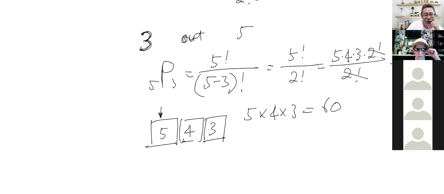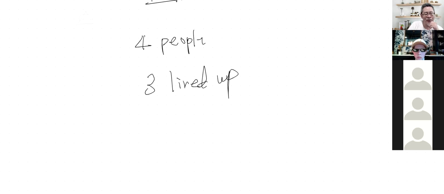Okay, now I'm going to give you a couple of problems to work on. Let's say we got 4 people, and out of that, we are going to line up 3 people. So 3 out of 4 and line up. And how many different arrangements can we get? Since we line them up, then order matters. So this is a permutation without replacement. Okay.